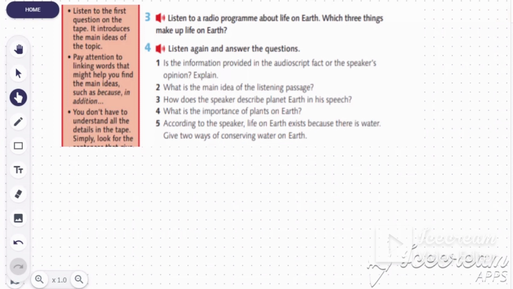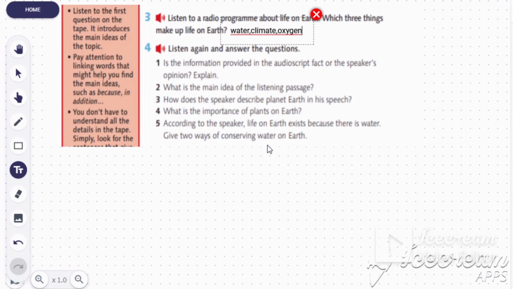So now, we've listened to the audio script. Now, which three things make up the life on Earth? What are they? We will write them. First, water. Also, climate. Also, oxygen. So, these are the main three things that make life on Earth possible. Now, I'll play the audio again and you will listen again and answer exercise number 4.